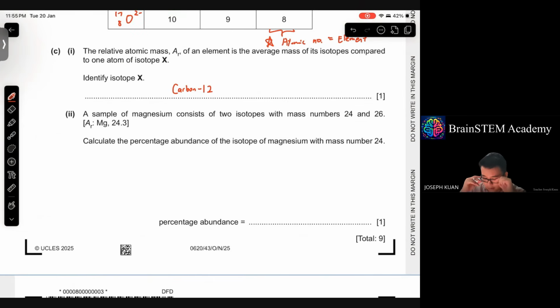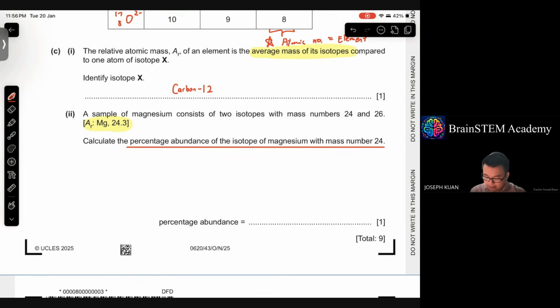Let's continue. A sample of magnesium consists of 2 isotopes with mass numbers 24 and 26. They want you to calculate the percentage abundance of the isotope with mass number 24. As we said earlier, the Ar is the average mass of isotopes. The problem here is we don't know the percentage abundance of magnesium 24.